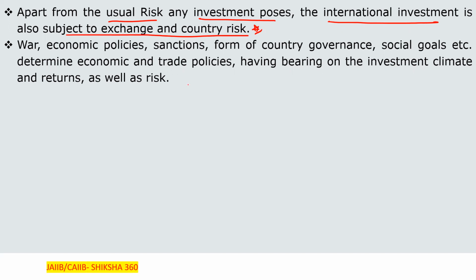War, economic policy, sanctions, form of country governance. How the governance of that country is going on, social goals, etc. Further, determine economic and trade policies having bearing on the investment climate and returns as well as the risk.